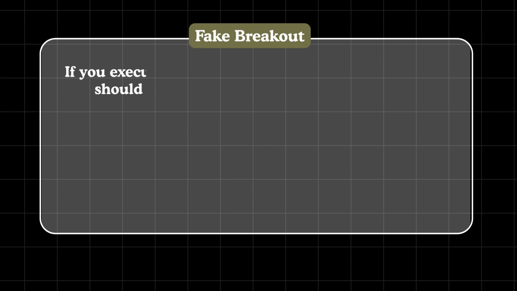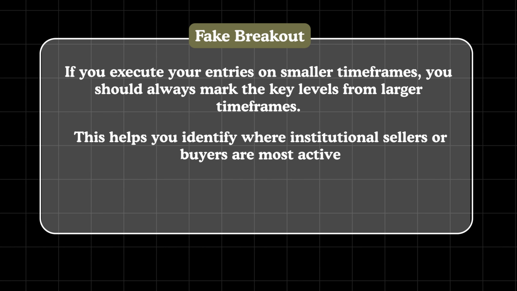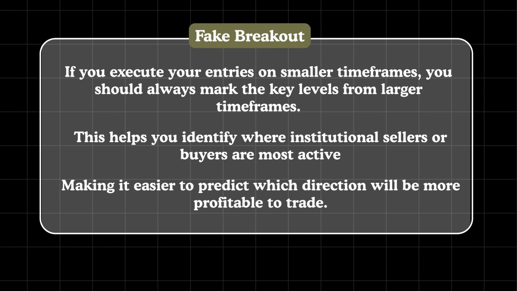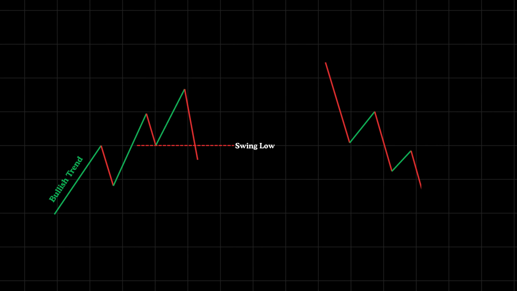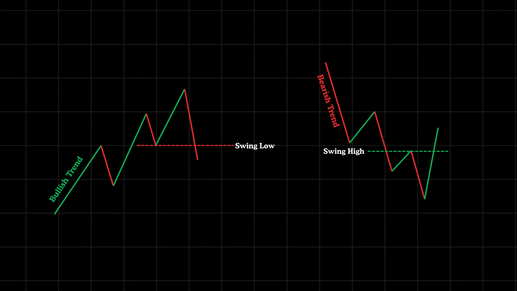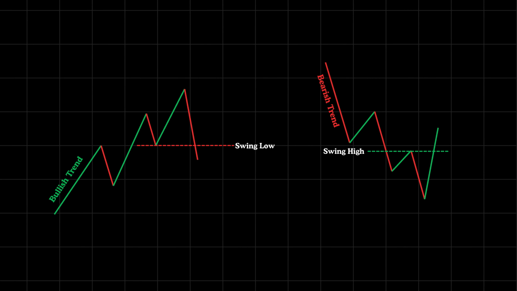Number 4. If you execute your entries on smaller time frames, you should always mark the key levels from larger time frames. This helps you identify where institutional sellers or buyers are most active, making it easier to predict which direction will be more profitable to trade. Number 5. Most of the time, in a bullish trend, you'll notice false breakouts to the downside, and in a bearish trend, you'll see false breakouts to the upside. Through these moves, the market sweeps retail trader liquidity. Therefore, always plan your trades in the direction of the overall market trend.